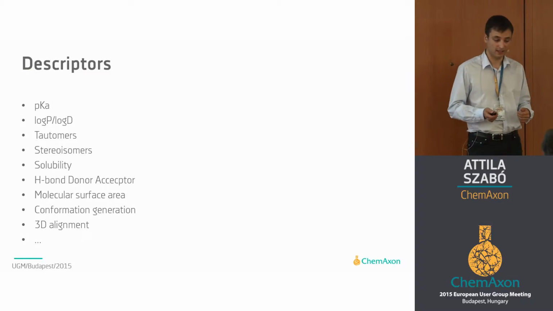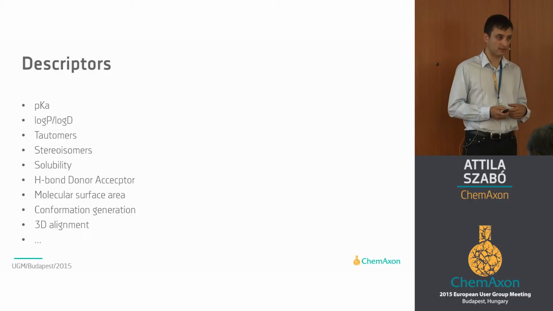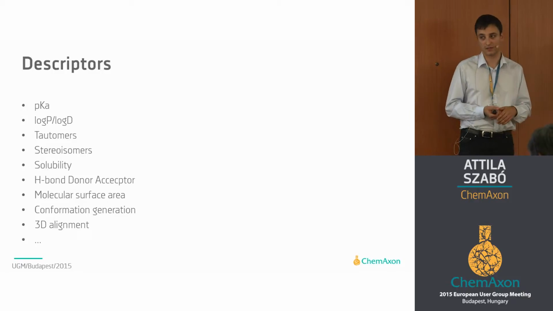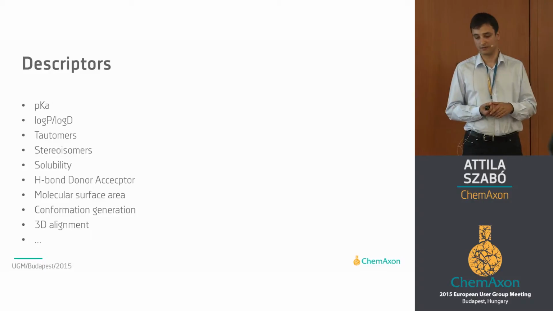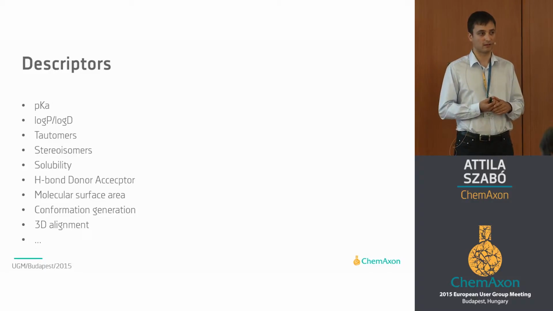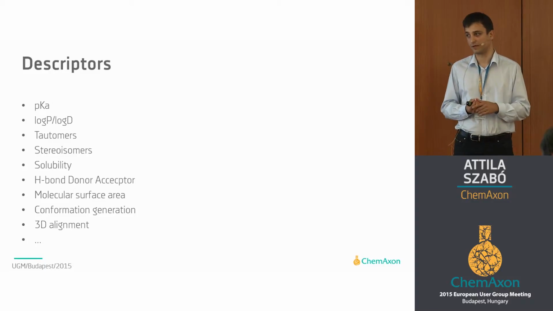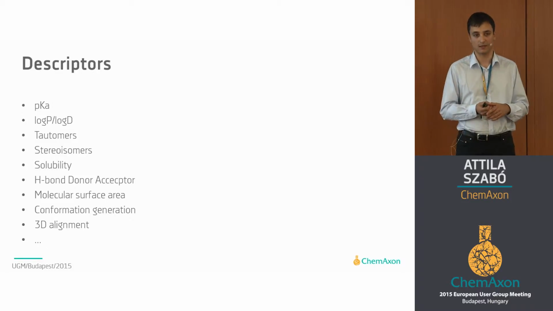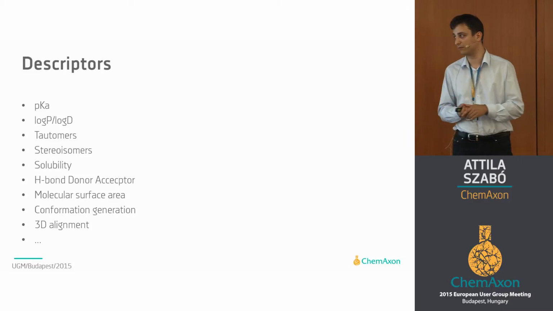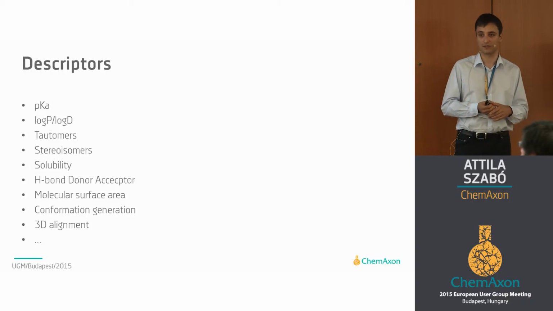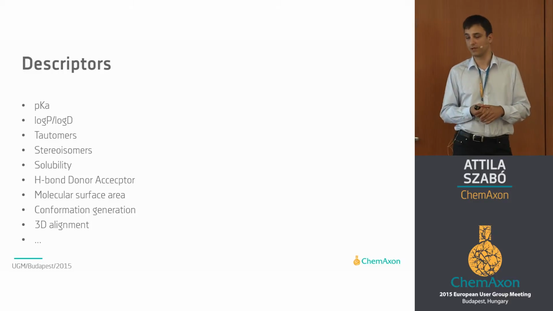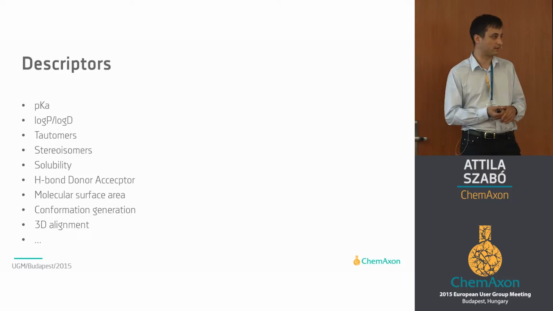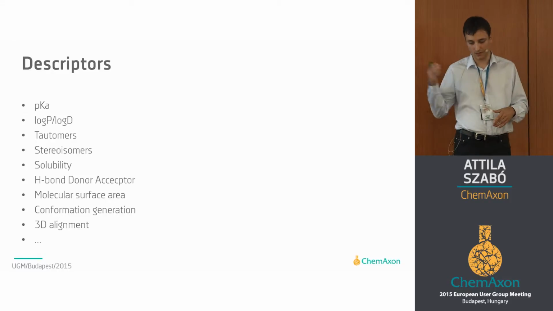Once you have the library, the next step is typically to characterize it. And to do this, we provide quite a lot of descriptors. Just to highlight some of them: pKa, logP, hydrogen bond donor acceptor calculators, and the youngest member is the solubility Danny just talked about. And there are many others.